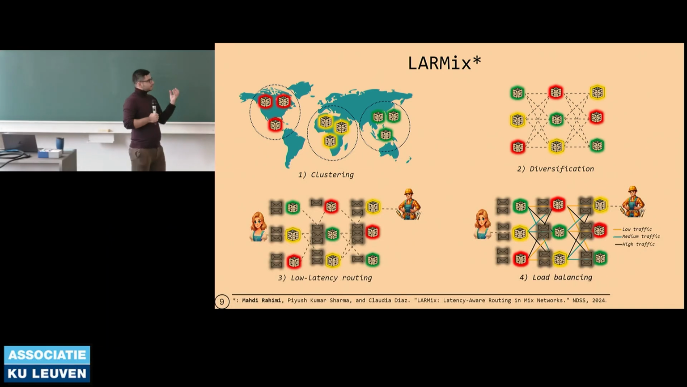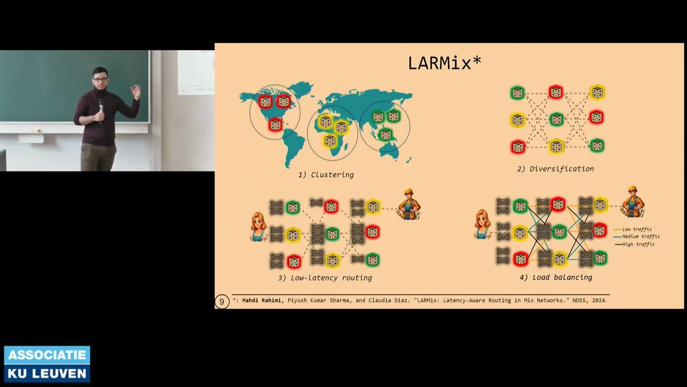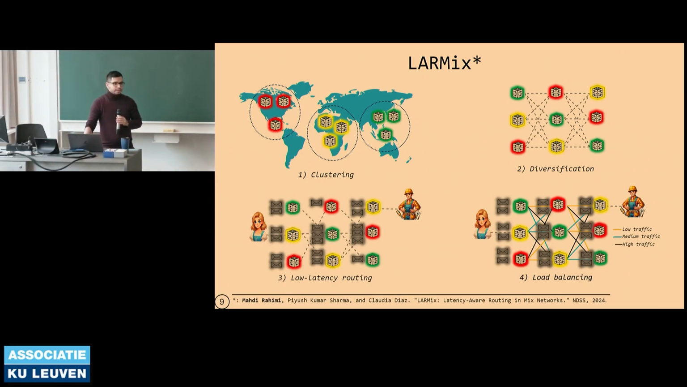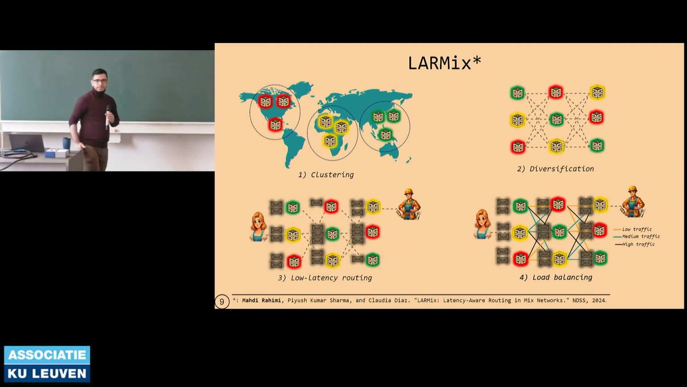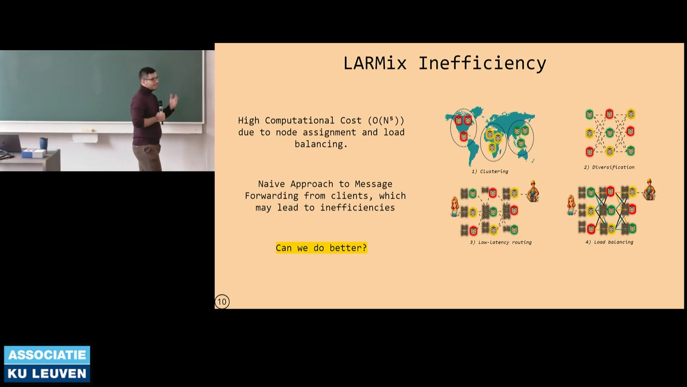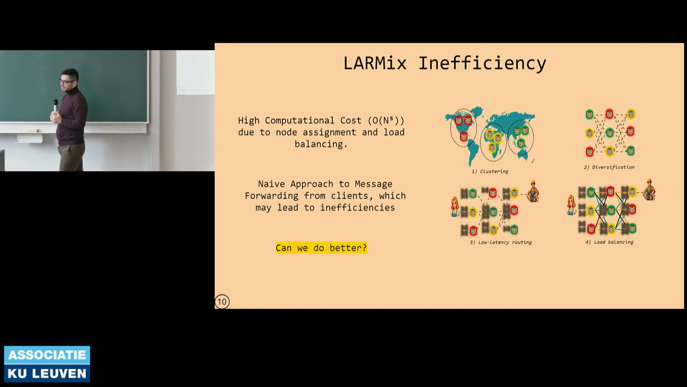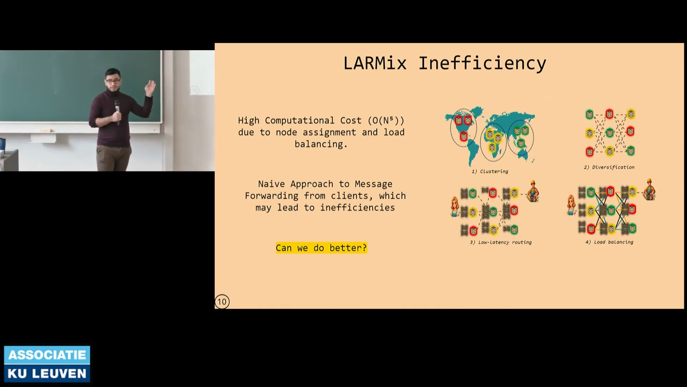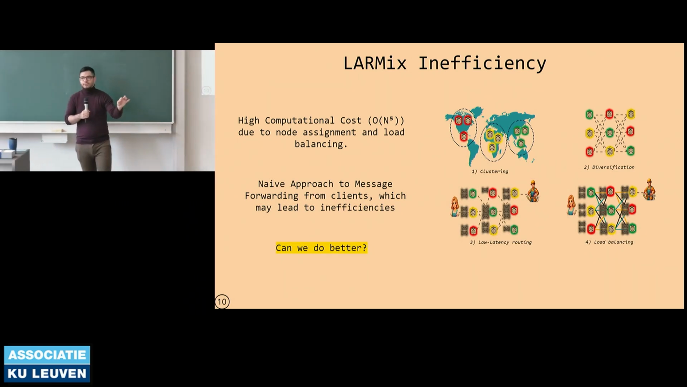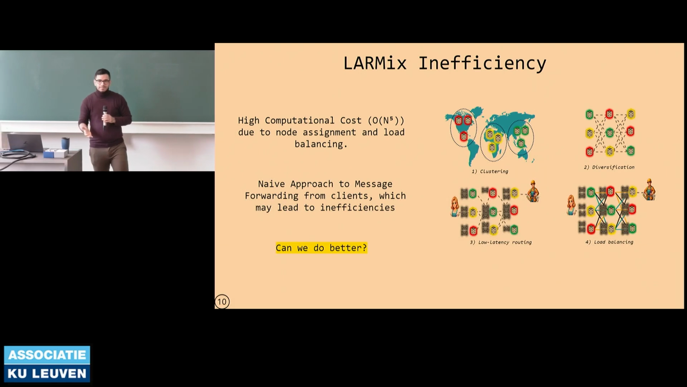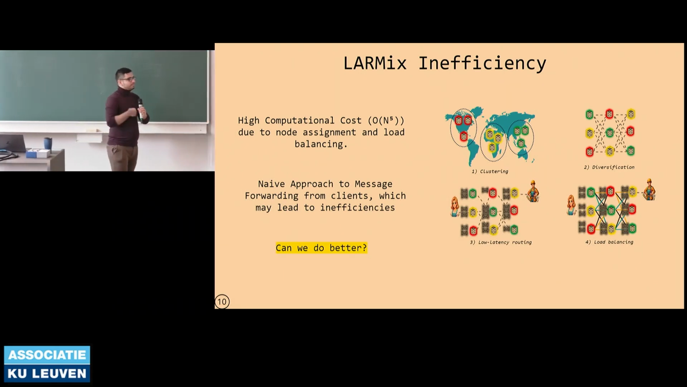So LARMix really proposed these approaches to make a trade-off between anonymity and latency, and it has been shown to be effective. It really reduced the latency, which is nice, but we were wondering whether we could really adopt these approaches in practice or not. So we performed some experiments after we had the LARMix paper, and we realized that there is actually a huge problem. LARMix imposes a very high computational cost, which can be on the order of n to the power of 5, where n is the number of nodes in the network, which is usually on the order of thousands. So it can be really costly to implement LARMix in practice. That is really a big problem.